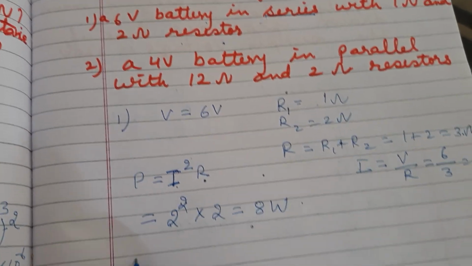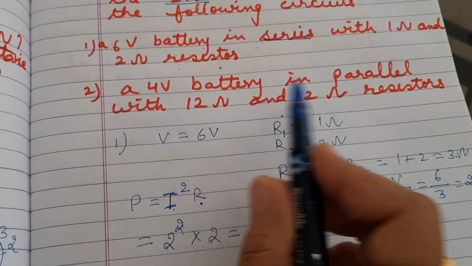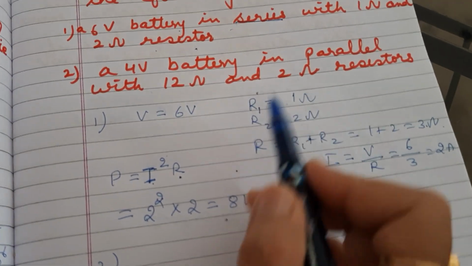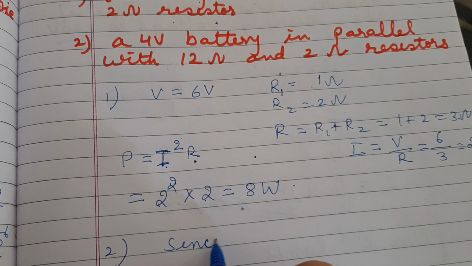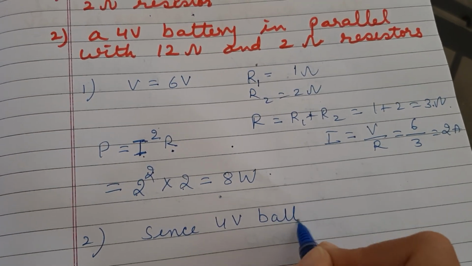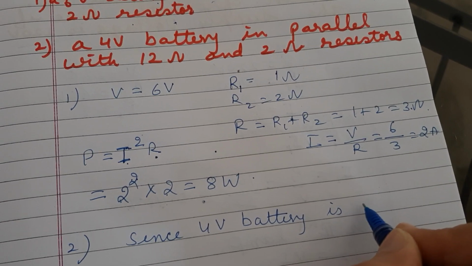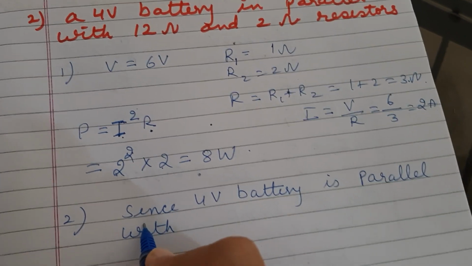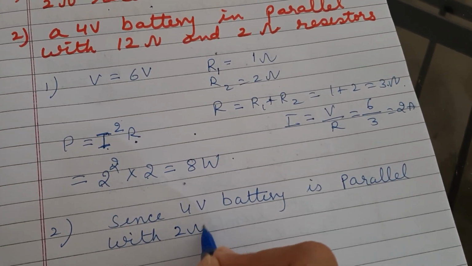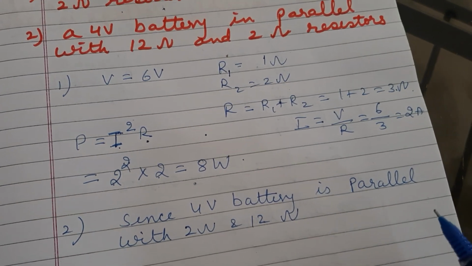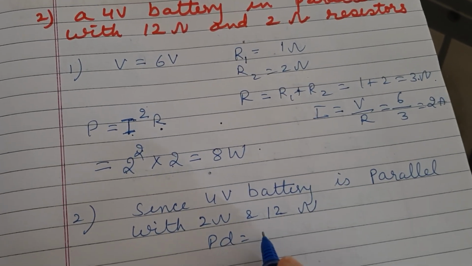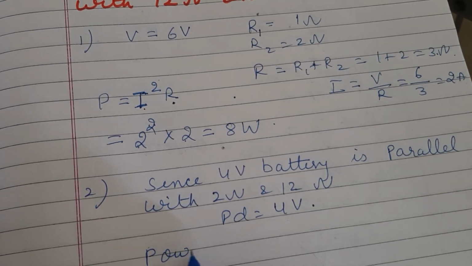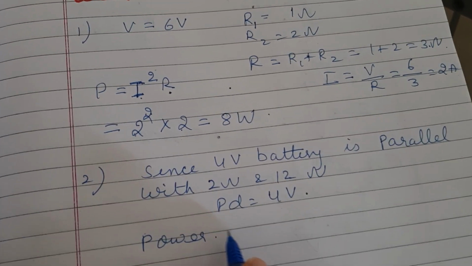Now in the second condition, we know that a 4 volt battery is connected in parallel with 12 ohm and 2 ohm resistor. Okay, so since 4 volt battery is parallel with 2 ohm and 12 ohm resistance, its potential difference is equal to what? It is 4 volt, right? So power across 2 ohm resistor we have to find out.